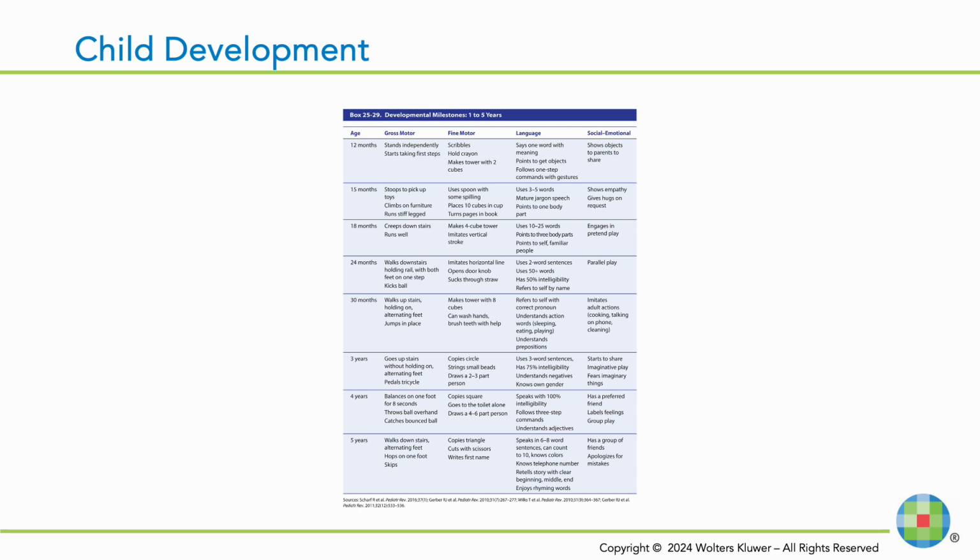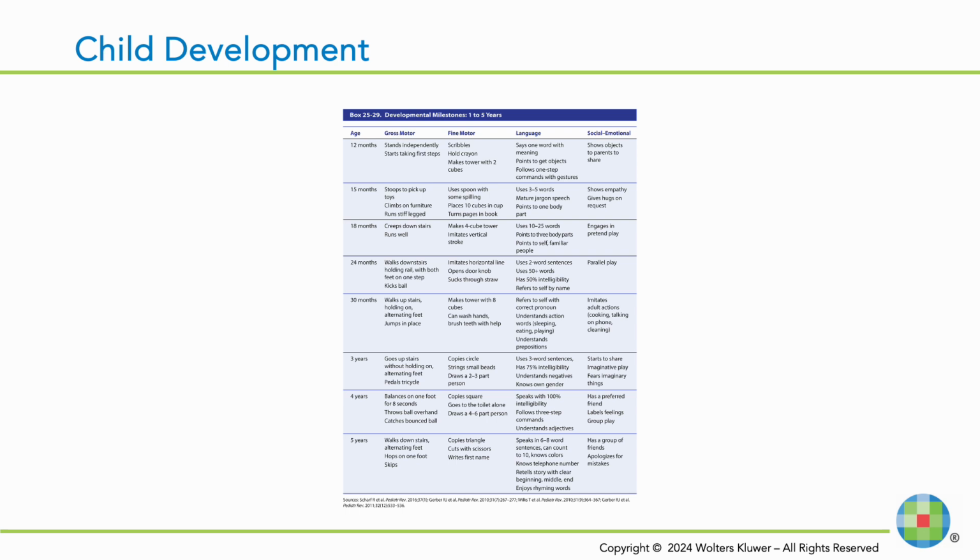By 4 years of age, they can balance on one foot for about 8 seconds. They can throw a ball overhanded. They can catch a bounced ball. They can copy a square. They should be able to use the potty alone. Drawing a more complex person, 4 to 6 parts.